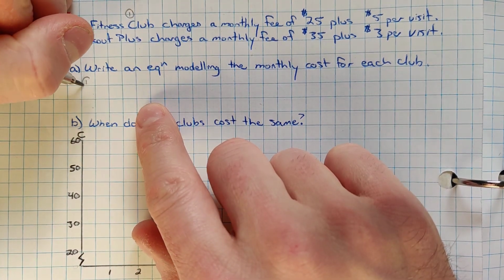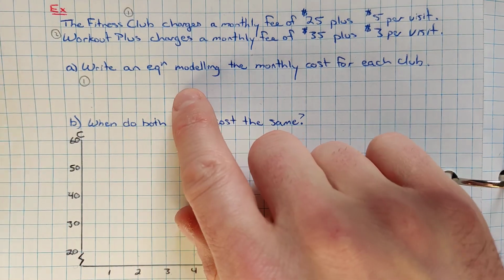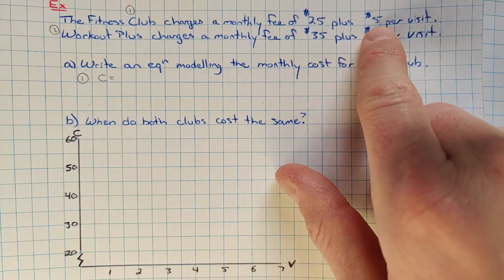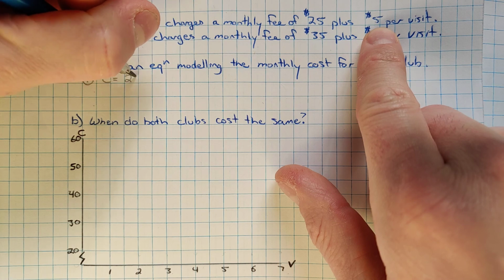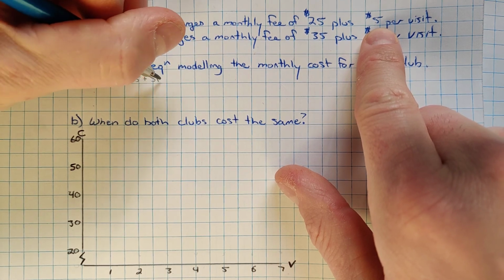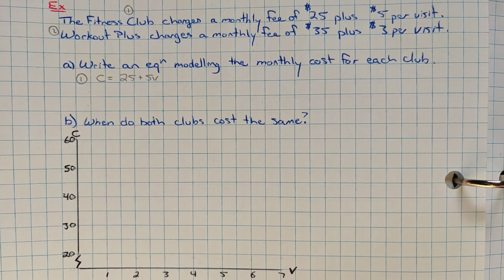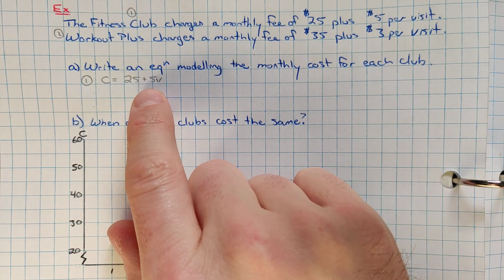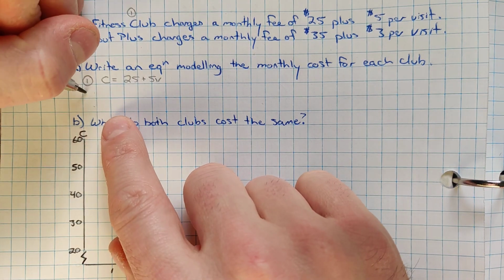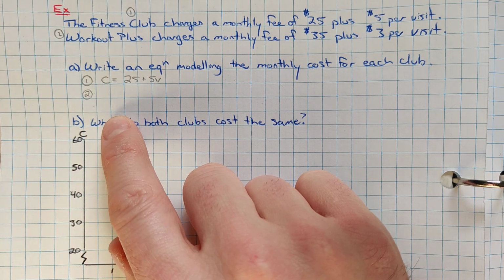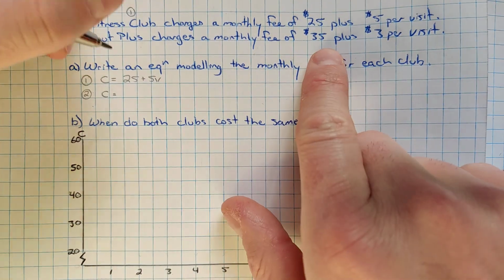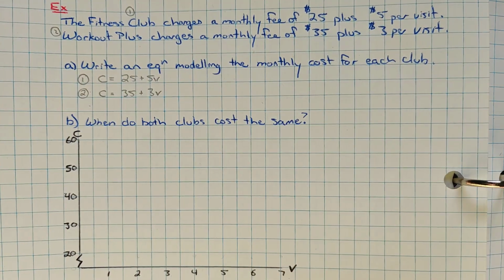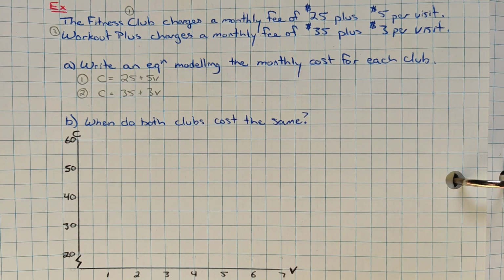So equation 1 here, we're going to have that the cost equals $25 plus $5 a visit. So it's $25 a month plus $5 for each visit. So C equals 25 plus 5V. And this is what would cost in 1 month. For Workout Plus, number 2, the cost there is $35 plus $3 per visit. So 35 plus 3V. So there's our two equations.